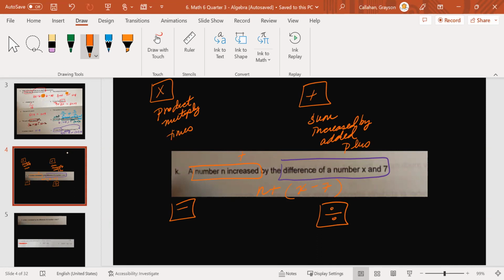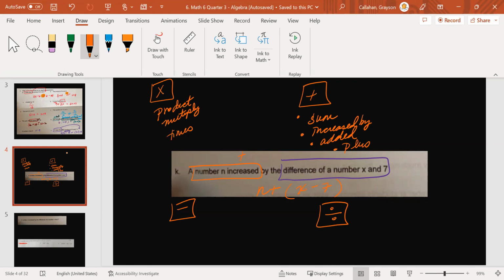What are some other ways that you can say plus? What are different ways to say it? Sum, increase by, added, plus. Do you see that? Those are all words that mean plus.